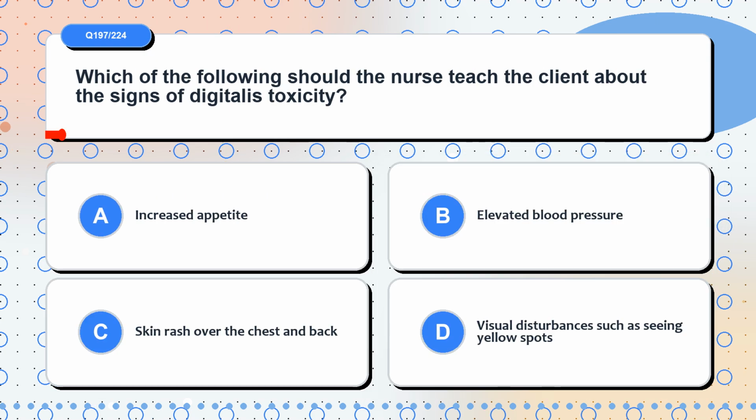Question 197. Which of the following should the nurse teach the client about the signs of digitalis toxicity? Here are the options. Option A. Increased appetite. Option B. Elevated blood pressure. Option C. Skin rash over the chest and back. Option D. Visual disturbances such as seeing yellow spots.